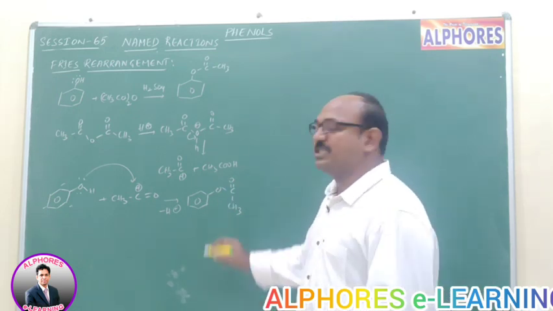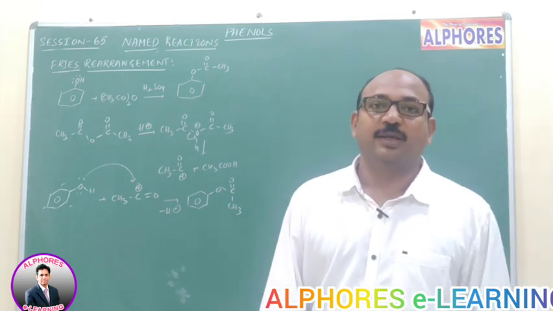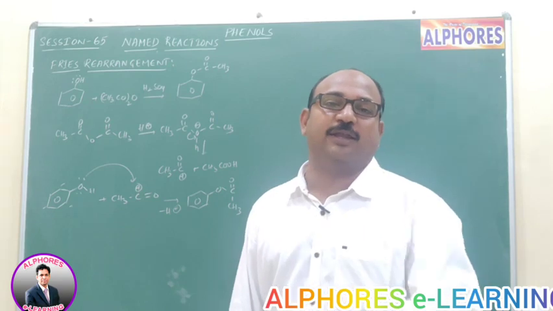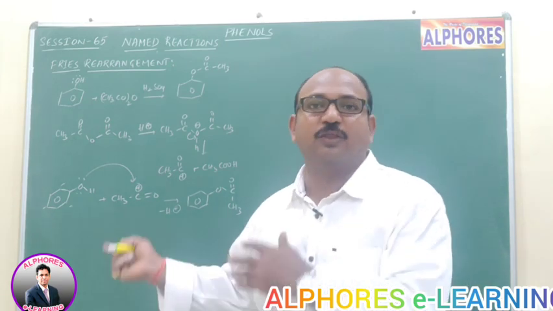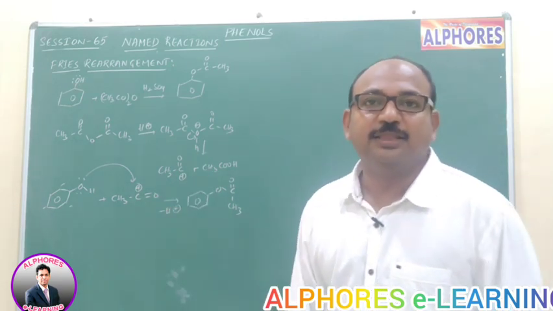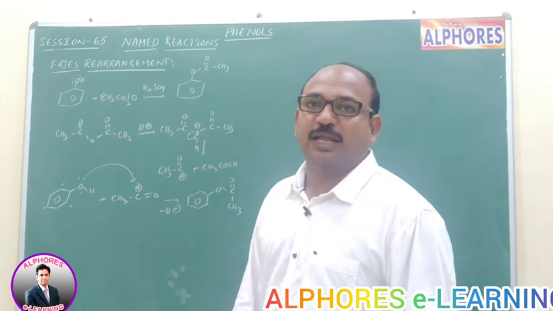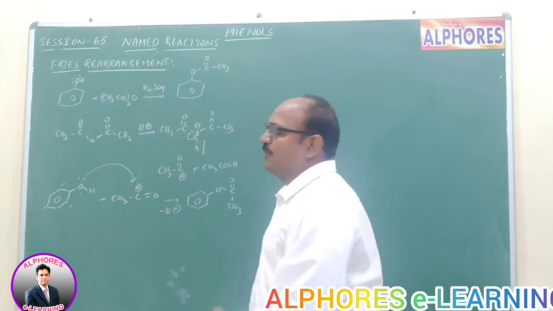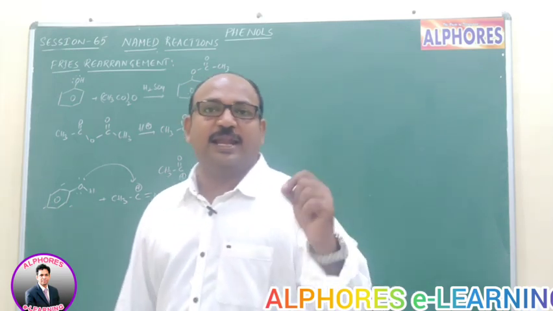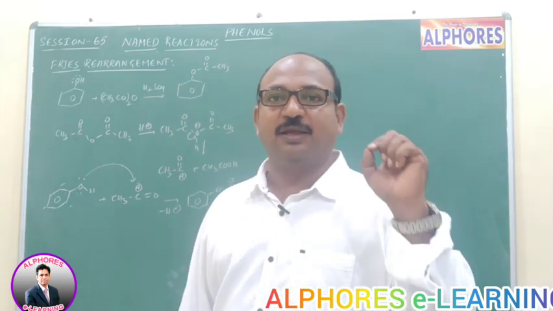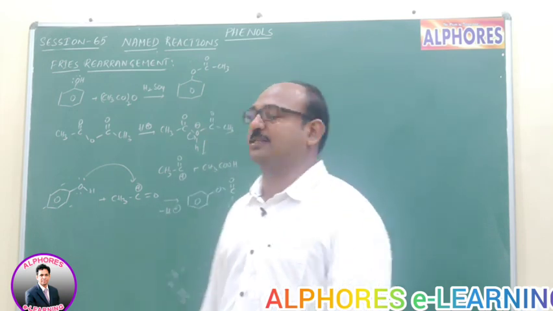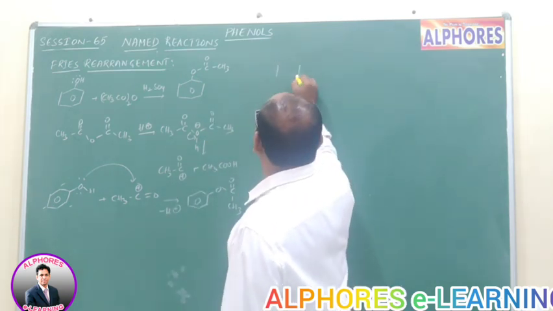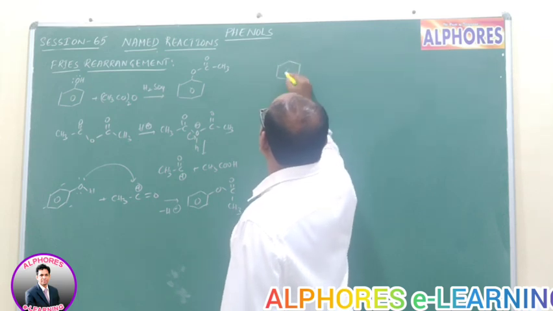Yes, here the reaction is not going to stop. After O-acylation, the acylium carbocation goes to either the ortho or para product. That rearrangement is what we call Fries rearrangement. This Fries rearrangement takes place in the presence of anhydrous AlCl3, a Lewis acid catalyst. Now let us see how the reaction proceeds in the Fries rearrangement.